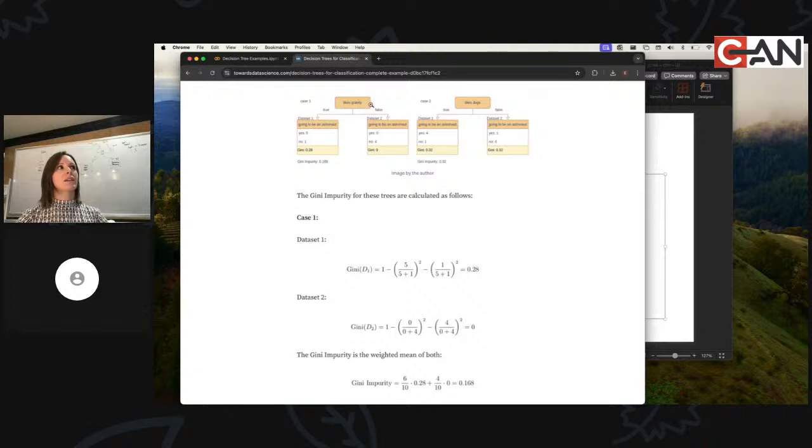So when likes gravity is false, there are no individuals who are going to be an astronaut, and there are 4 individuals who are not going to be an astronaut in that data set. When we look at likes dogs, okay, let me stay on one example. So likes gravity here, we would calculate our Gini impurity as 1 minus (5 over 5 plus 1) squared minus (1 over 5 plus 1) squared, which is 0.28 for this one.